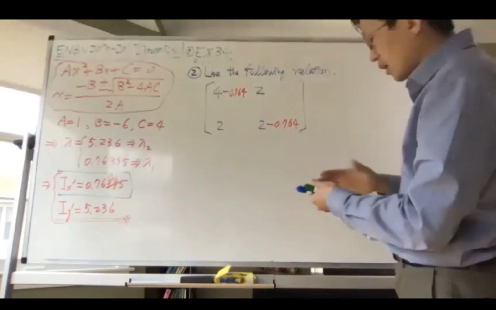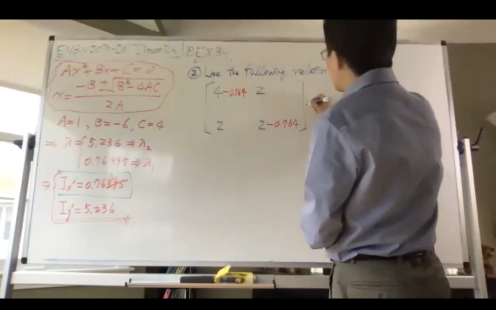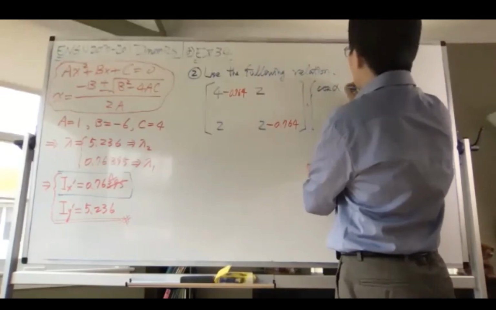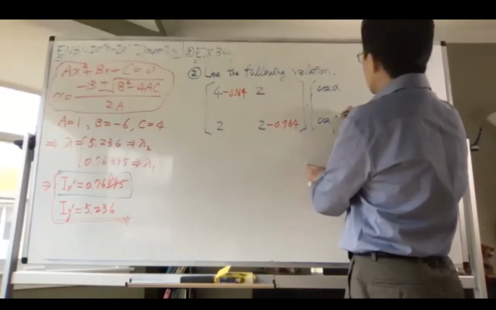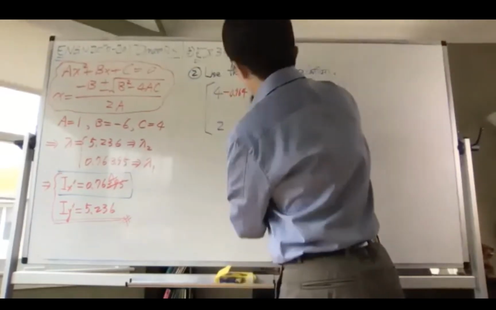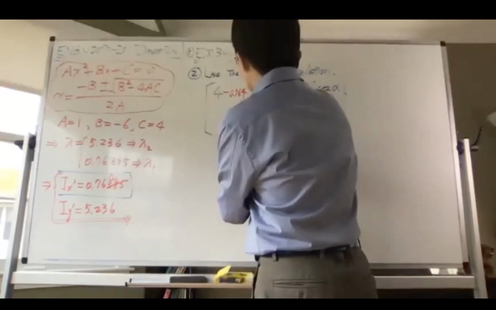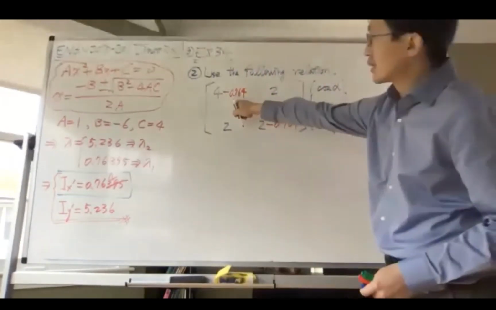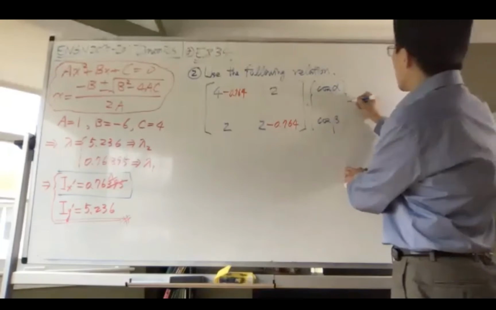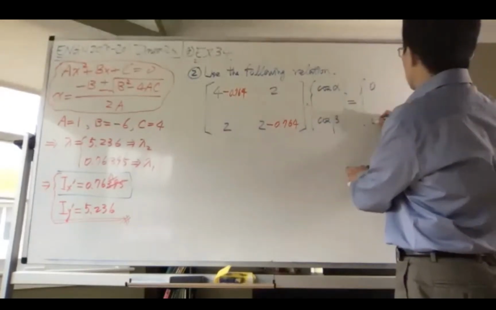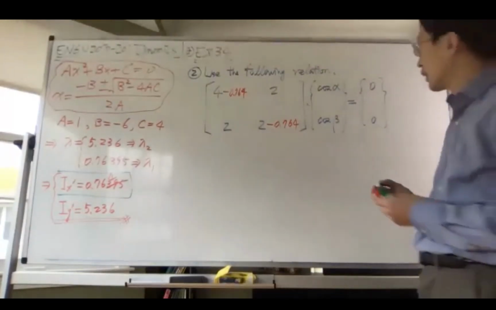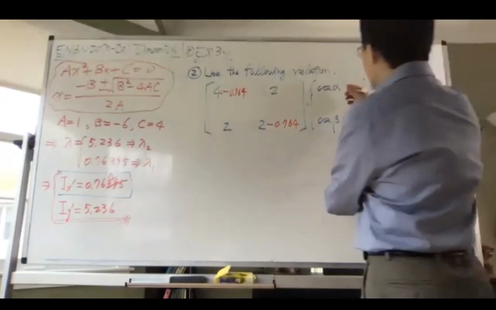Now this is multiplied by a vector. And this vector, the first element is cosine alpha. The second element is cosine beta. Then what happens if you do this? You just multiply the matrix times this vector, and the result must be a zero vector, like this. So this is the condition for finding the angles, alpha and beta.